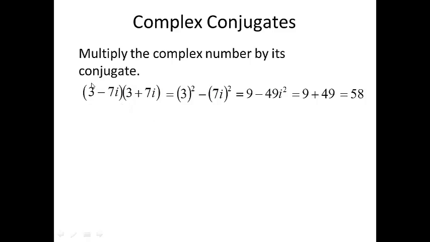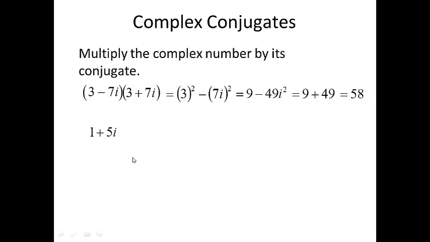Now if you think about this, a difference of squares is always going to be minus here, and it's always going to have an i squared, so this is always going to be a plus here. So when you're multiplying by a conjugate, you can just square them and add them together. 3 squared plus 7 squared, add them together, you should get 58.